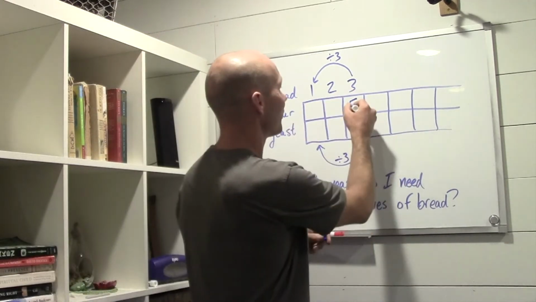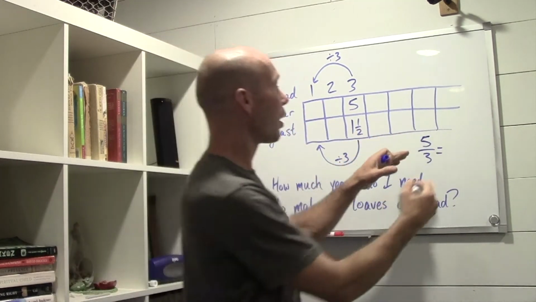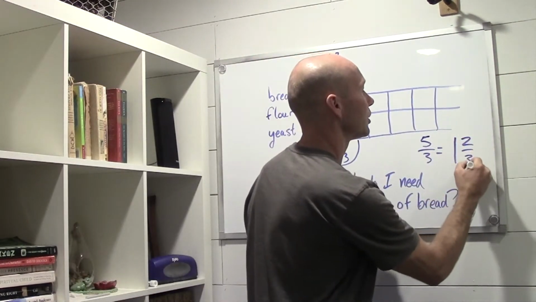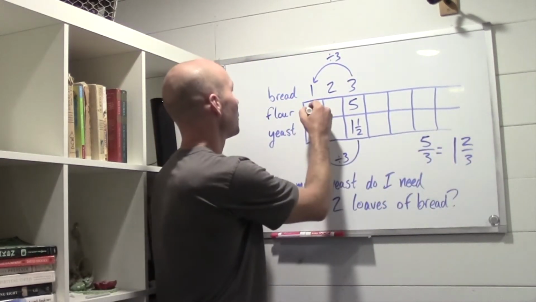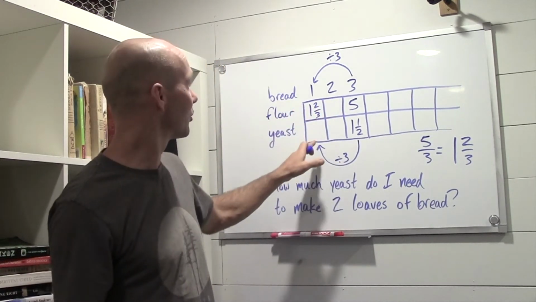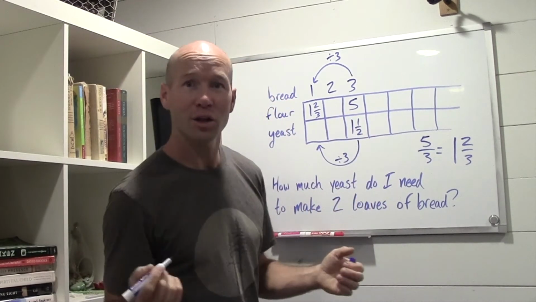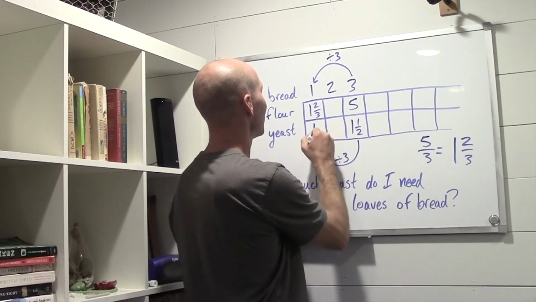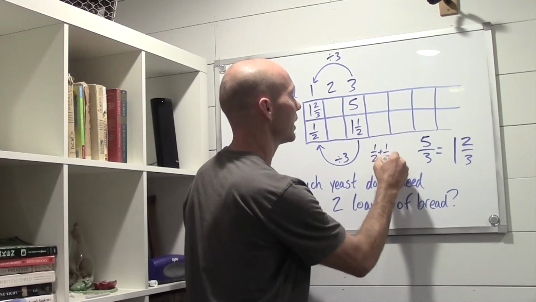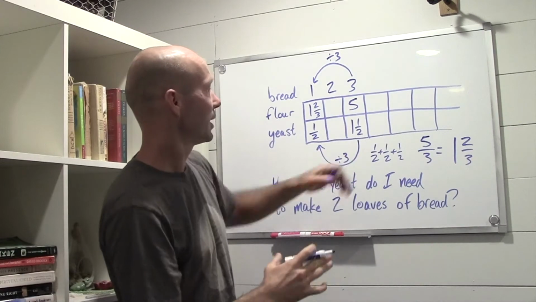I can divide 5 divided by 3, and I get 1 whole, because 3/3 is 1 whole, and I have 2/3 left over. 1 whole and 2/3. So to make 1 loaf of bread, I have 1 and 2/3 of a cup of flour. How much yeast do I need? Well, I'm just going to divide 1½ divided by 3, and I get 1/2, right? Because 1/2 plus 1/2 plus 1/2 equals 1½. So divide that by 3, and I get 1/2.